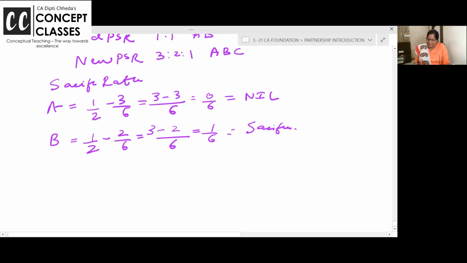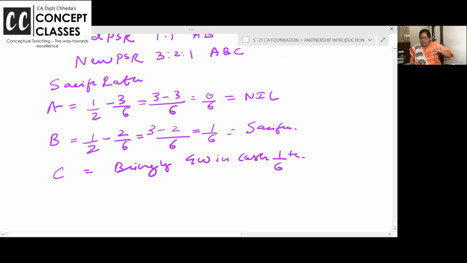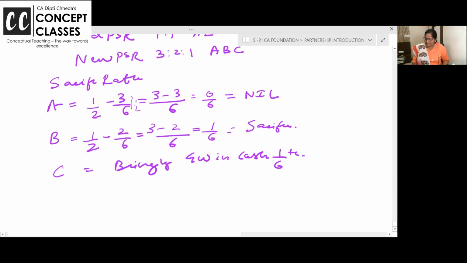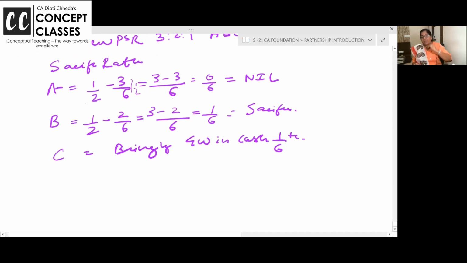So B is sacrificing and C is bringing goodwill in cash, 1/6. A is nullified. Old ratio and new ratio are the same. Old is 1/2, new is 3/6. So 3/6 is also 1/2 only, no? That's why it came to 0. B is sacrificing and C is bringing.